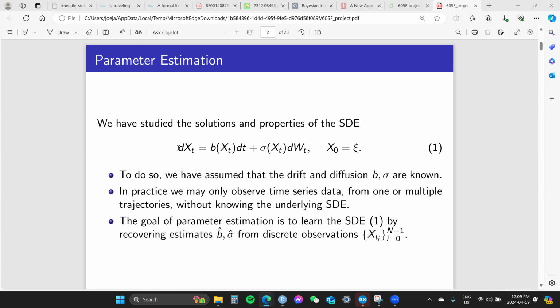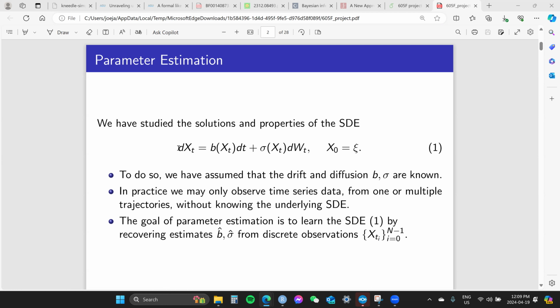All the SDEs that we'll be working with today have this form. Basically, dX_t is equal to some drift term, b(X_t) times dt, plus some diffusion term, sigma(X_t) times dW_t, where W_t is Brownian motion noise.